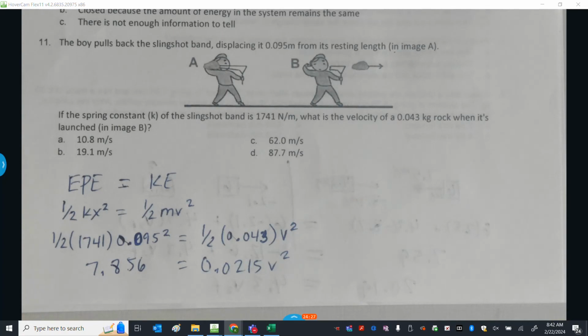Sorry, I'm not used to using this Inspire. Is 19.1156. It keeps going from there. But that's answer choice B for number 11. Again, 85% of you got that one right. Are there questions about number 11?